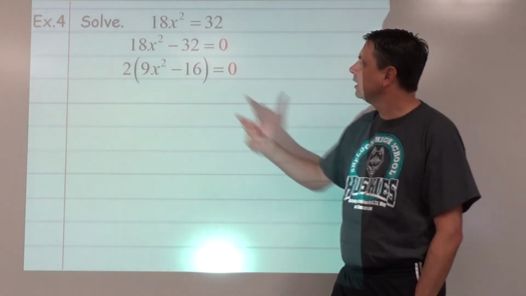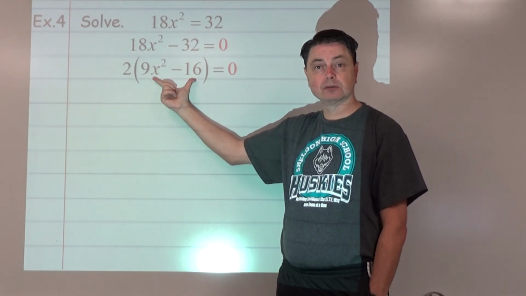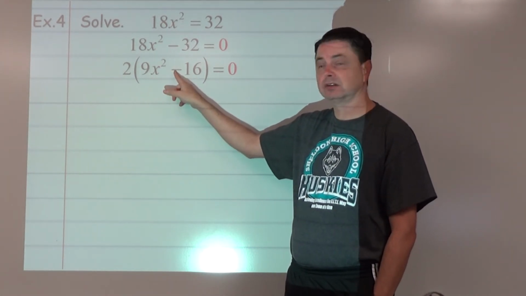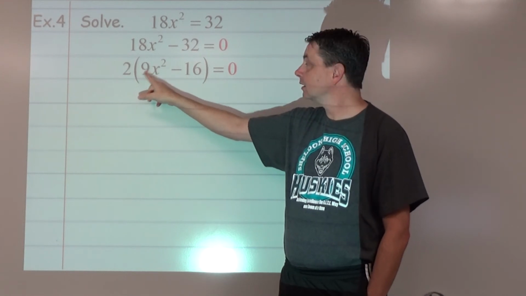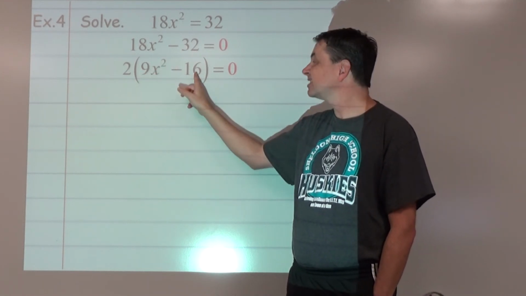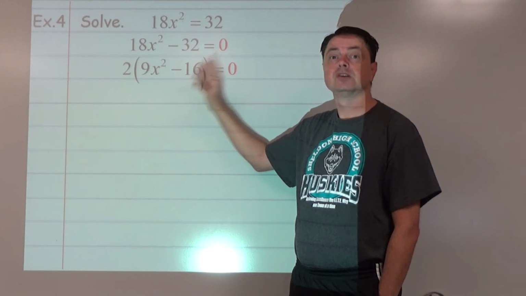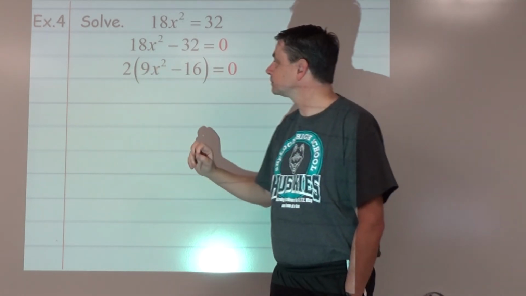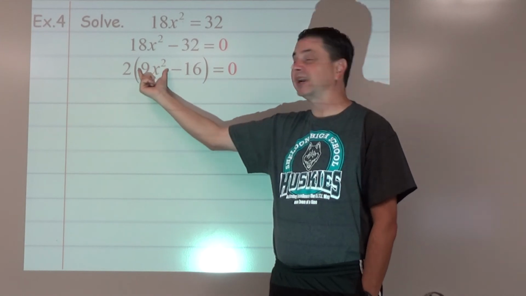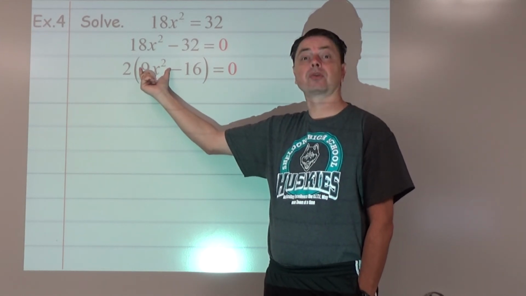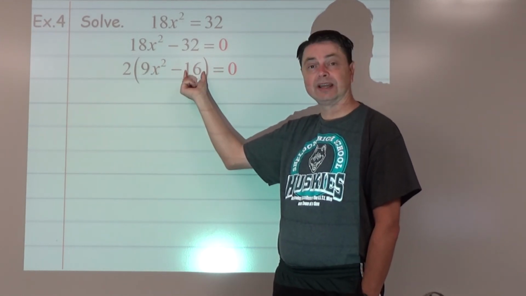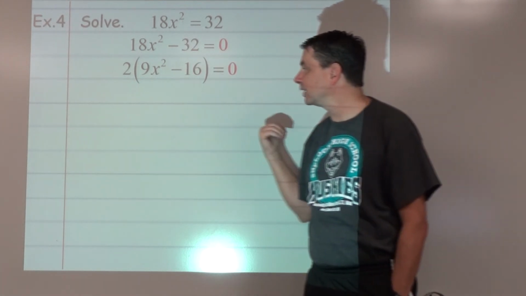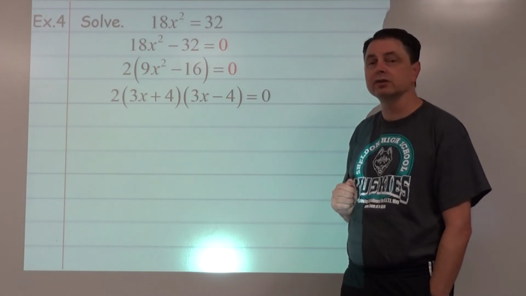And then 2 terms. That's going to be possibly difference of squares. It's a difference. 9 is a square. X squared is a square. 16 is a square. So it's a difference of squares. Keep the 2 in front. We're going to talk about what would I square to get this? 3x. What would I square to get this? 4. So we get 3x plus 4, 3x minus 4 in the factors.